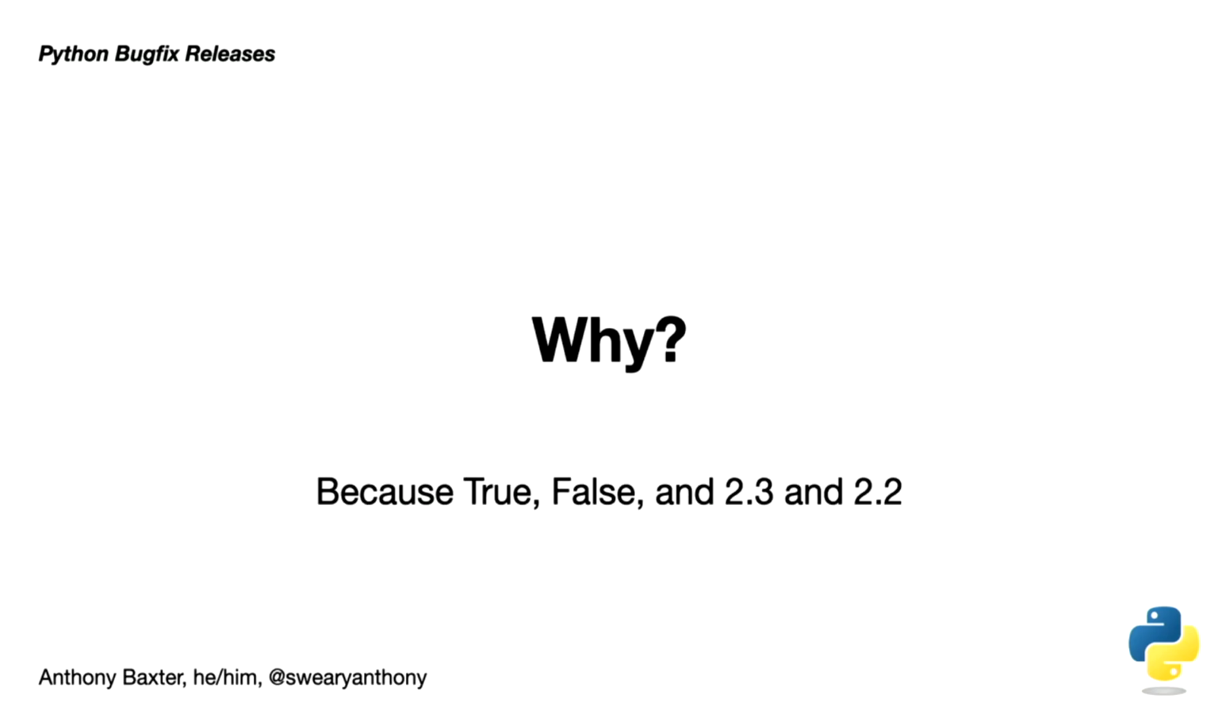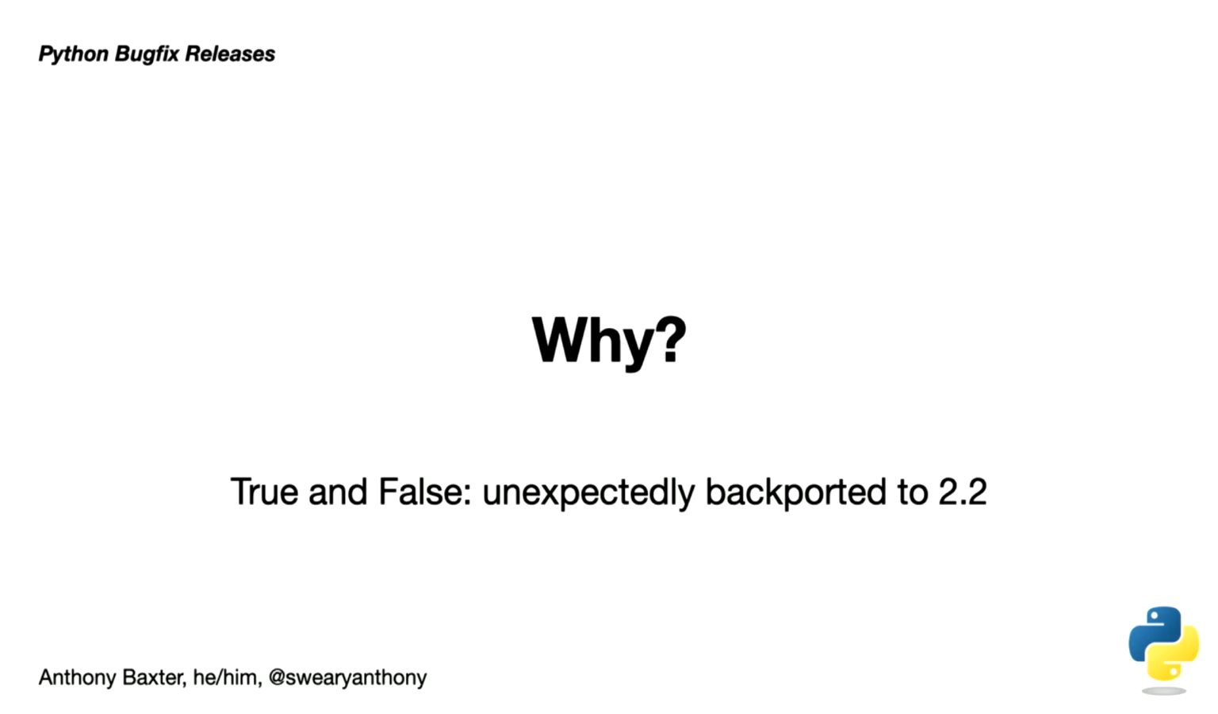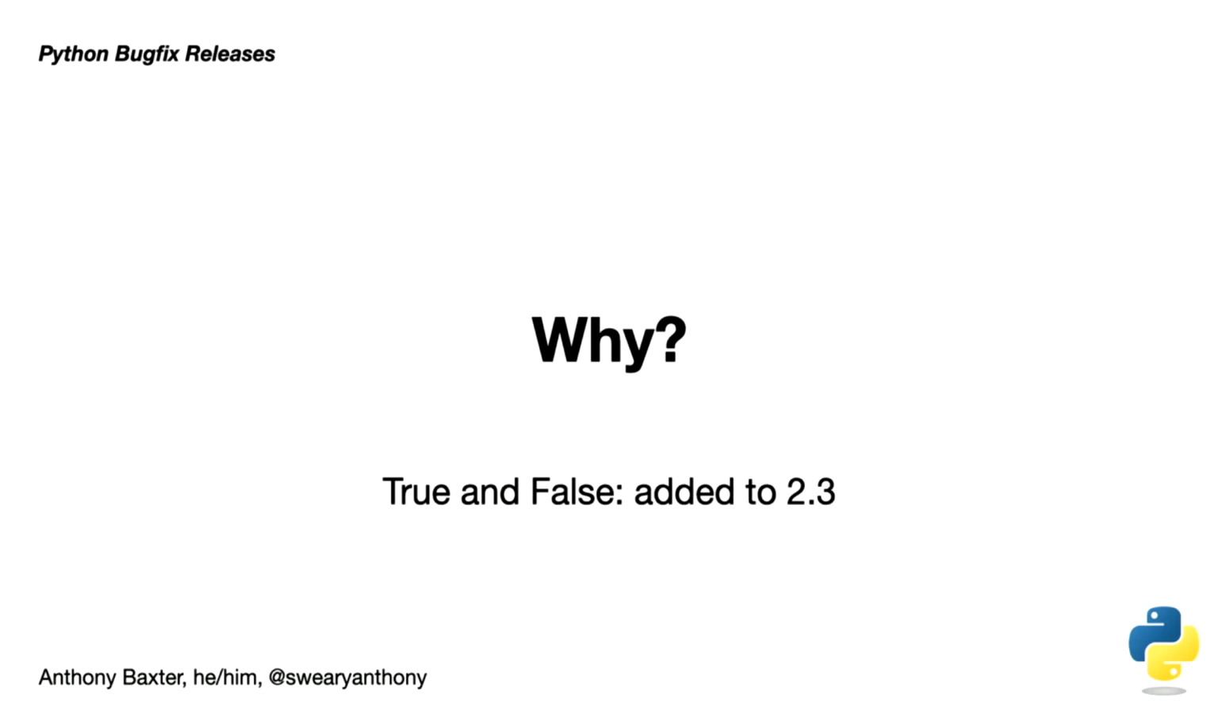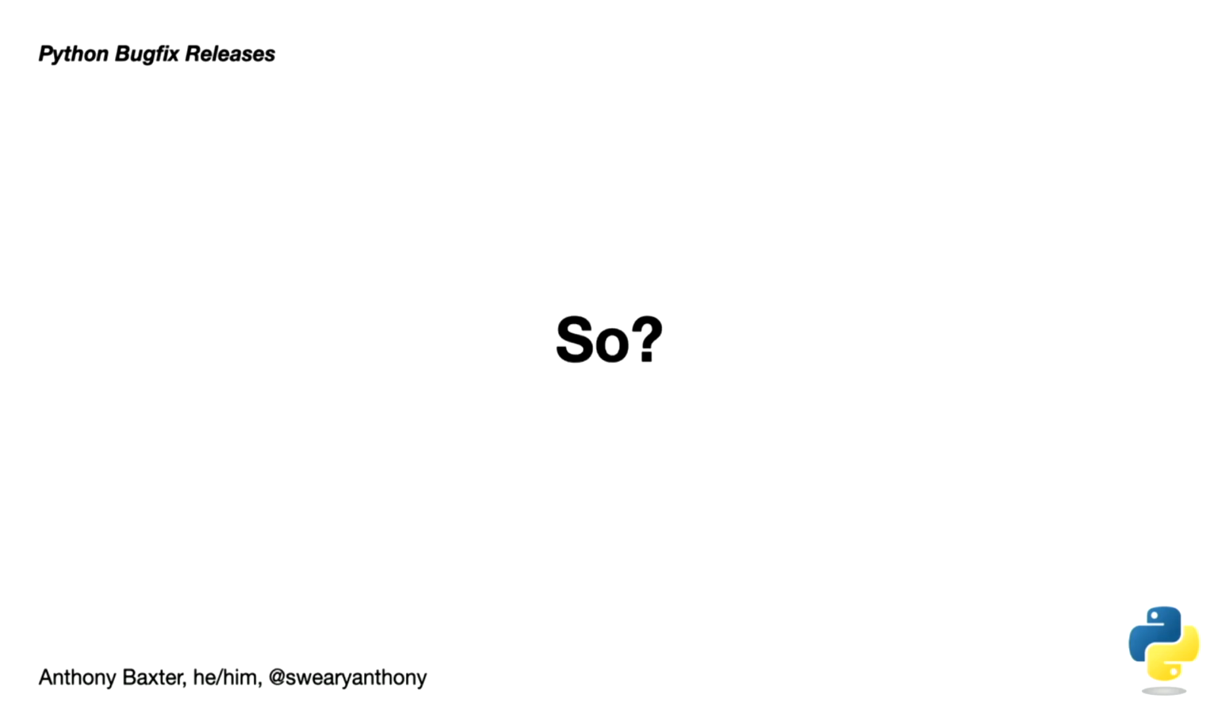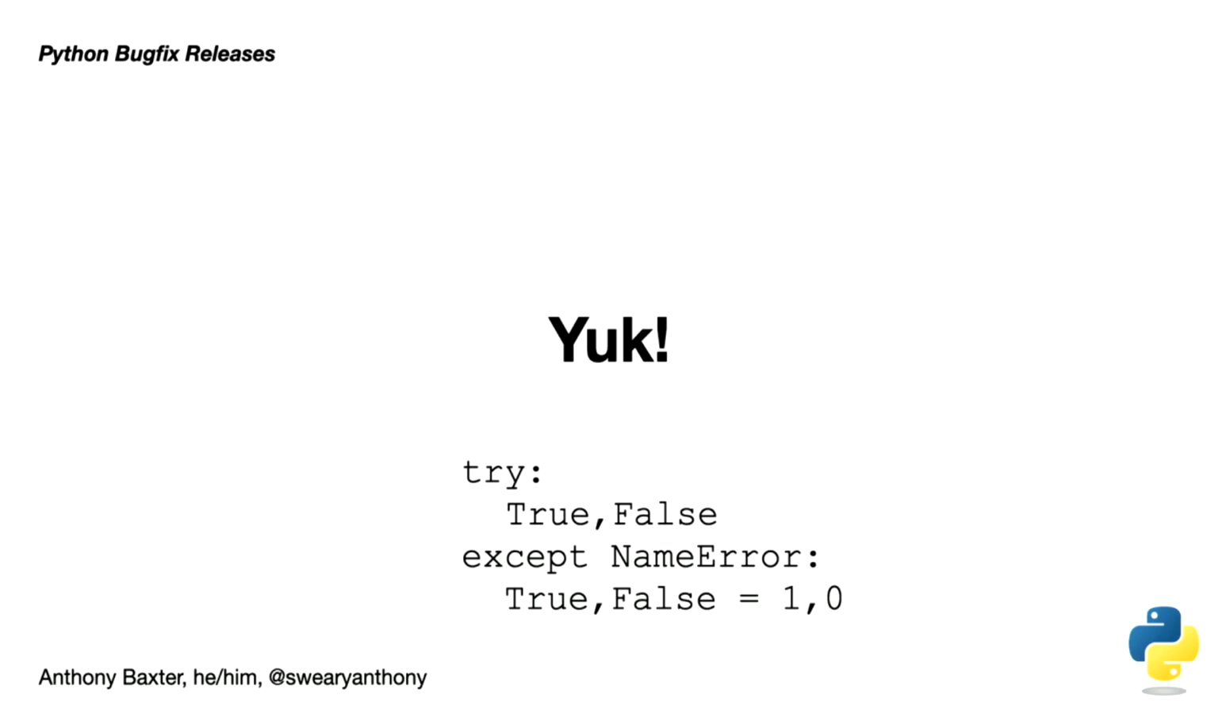Why? Because of True and False in 2.3 and 2.2. Yes, we're talking about the dark ages. True and False were unexpectedly backported to Python 2.2 in a point release. They were originally added in 2.3, and again, an unexpected backport. So why is this important? Because of this. If you look at old Python 2 code, you'll often find this at the top of every single Python file. Because you didn't know, you couldn't use Python 2.2. Does it have True and False? I don't know.